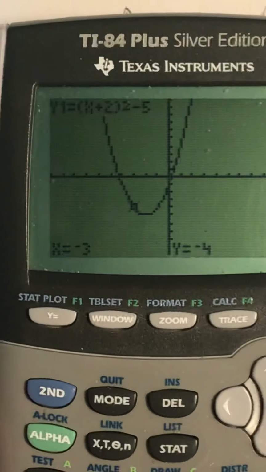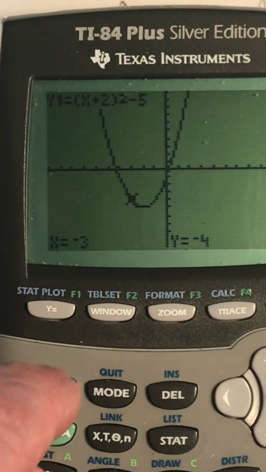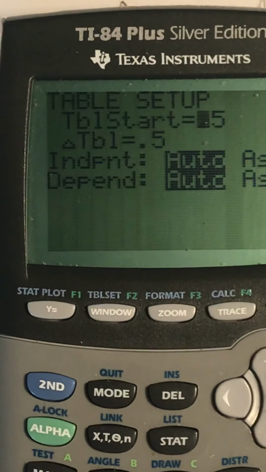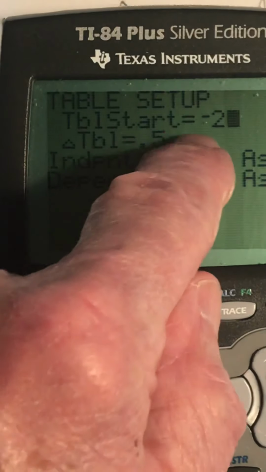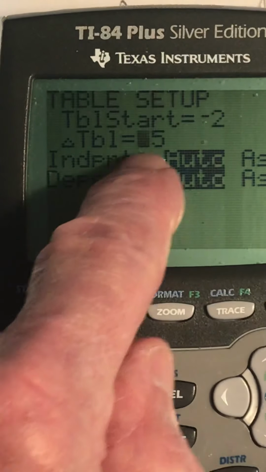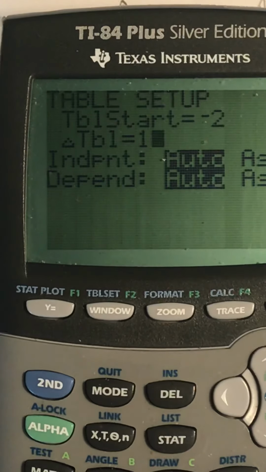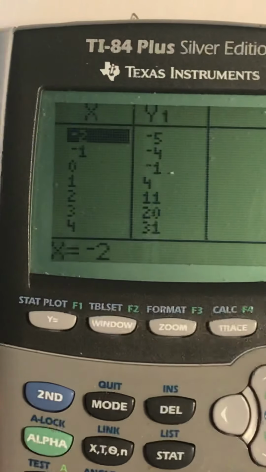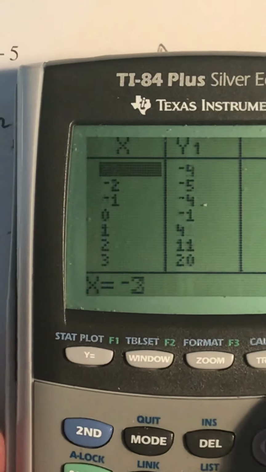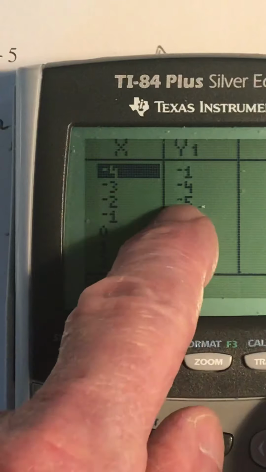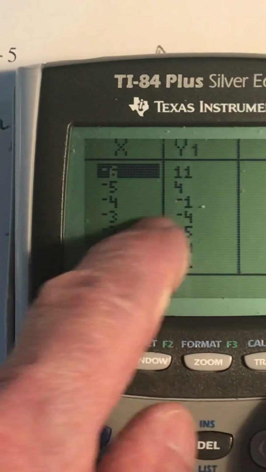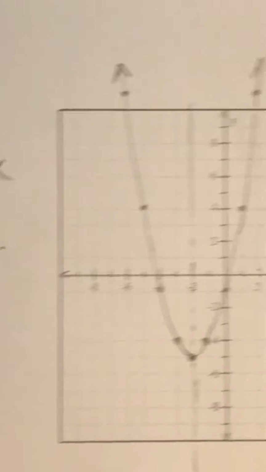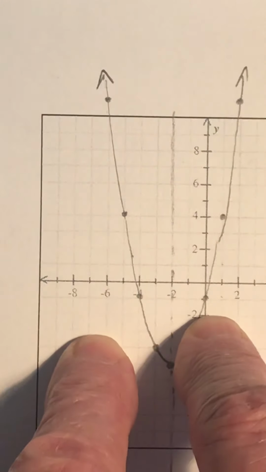The other thing you might notice here is if I go to table set, and let's just let the table start at the x value of the vertex, -2, and let's let the table jump one at a time, not 0.5, and then push second and table, and you can get your values for your points this way: -2, -5, -3, -4, and so on and so forth. And you see that each of these pairs is in agreement with the points that were drawn on the paper.